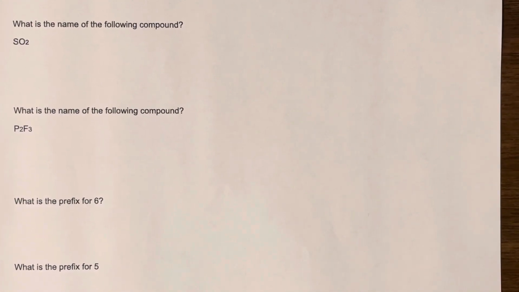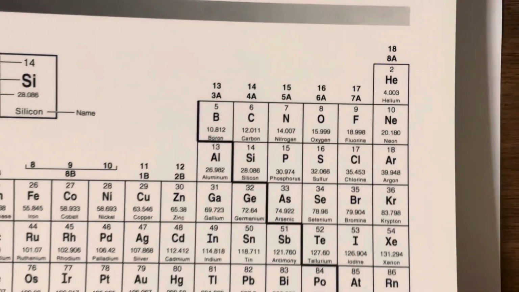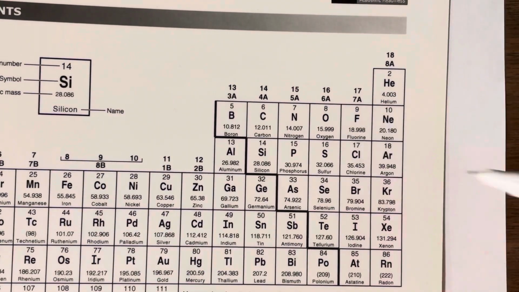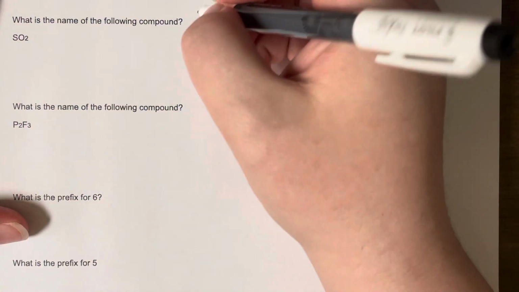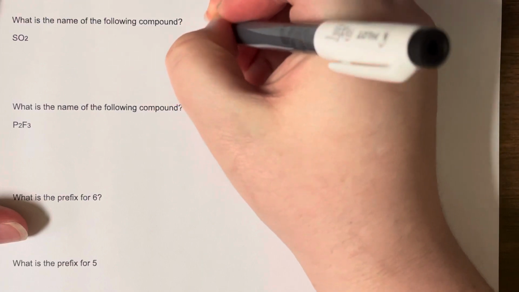What is the name of the following compound? SO2. So first I need to figure out who these people are. S is sulfur, O is oxygen. They are both nonmetals, which makes this a covalent compound. So now what I need to do is, instead of finding charges, use prefixes. Sulfur's subscript is 1, but it's not oxygen and it's not in second position, so I don't get to use the prefix mono, so I just get to say the name of the element. So S is going to be sulfur.